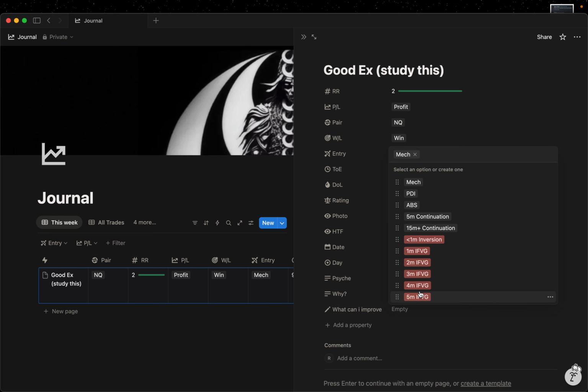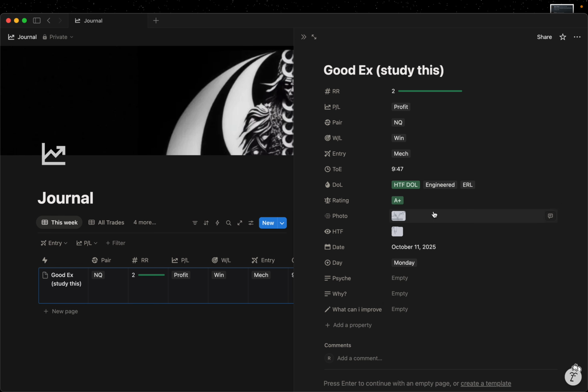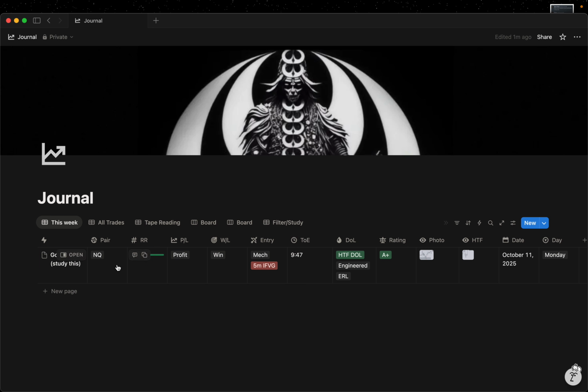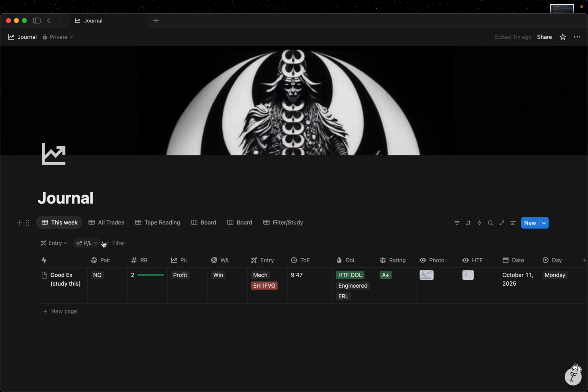And then this is where it gets very important. This is where classification and filtering comes into play. This is where you get the most out of journaling. You would want to pick the type of time frame inversion. So if I have a 5 minute inversion, whenever I go back through my journals, I can go here, click the filter button.